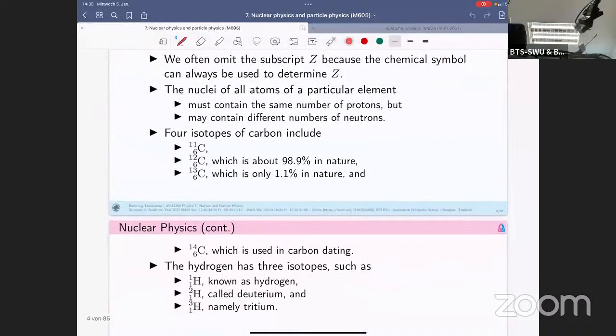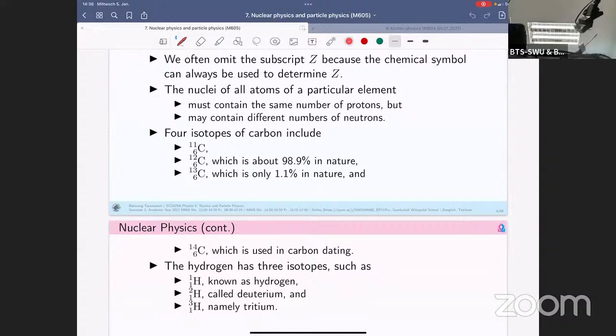Carbon 14 is another isotope of carbon. Carbon 14 is used for carbon dating. If you want to examine how old an object is, you have to consider the ratio between carbon 14 and carbon 12, and then you can find out how long the object has lasted since the beginning.